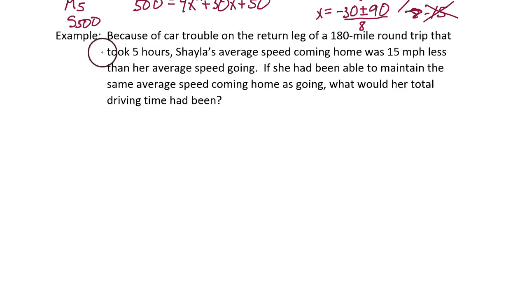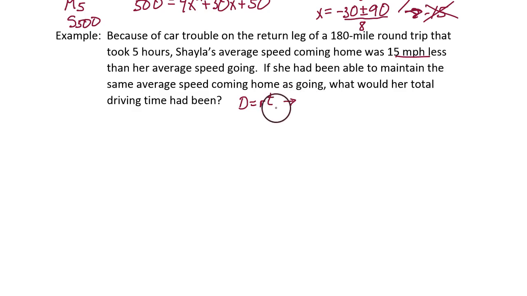Here's our second example. Because of car trouble on the return leg of a 180-mile round trip that took 5 hours, Shayla's average speed coming home was 15 miles per hour less than her average speed going. If she'd been able to maintain the same speed coming home as going, what would her total driving time have been? This question involves distances, rates, and times, so the formula D equals RT will become helpful.